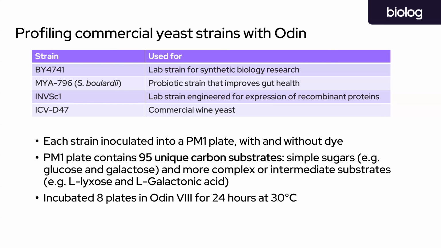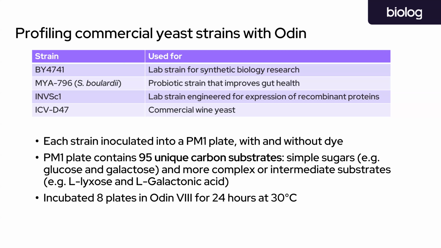There's a whole library of knockouts made on this strain. And then the second one on the list is a strain that actually has probiotic properties in humans. It's known to improve your gut health. And the last one is a commercially available strain that's used for making wine. So we figured that there should be some differences in the ability of these 4 strains to utilize carbon sources because they've really been selected for quite different purposes.